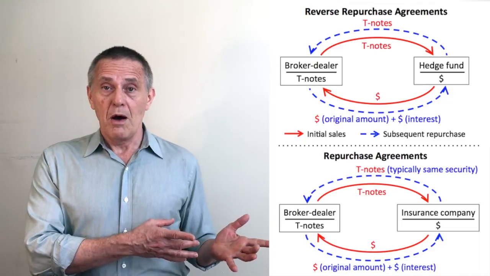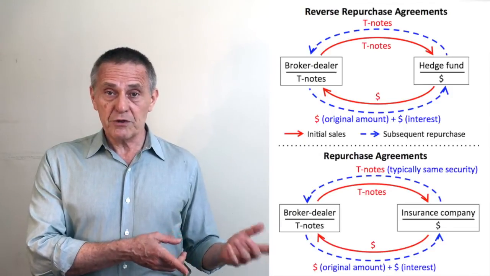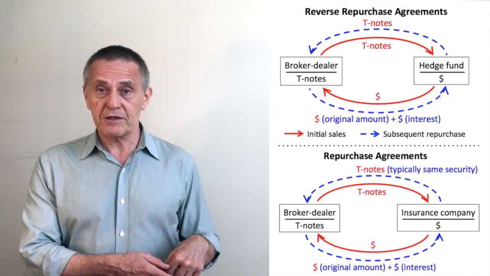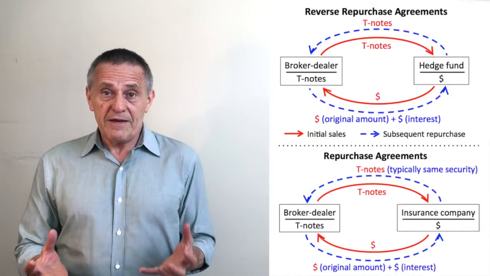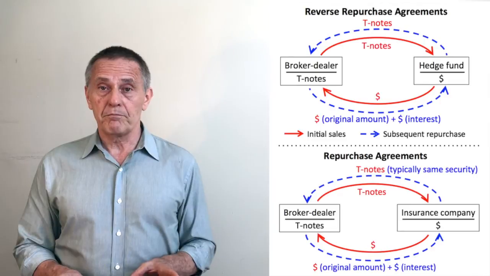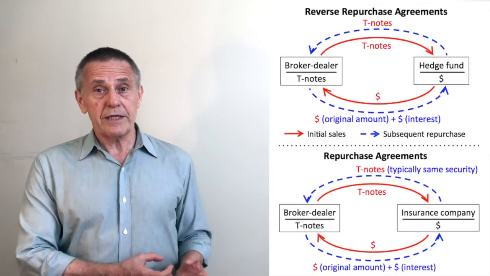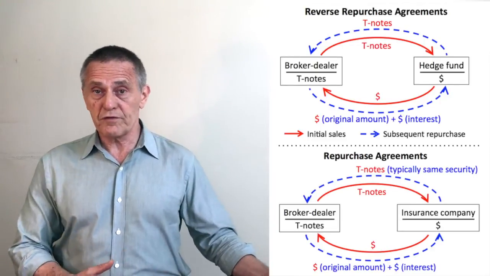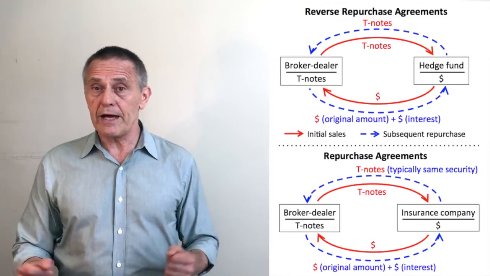But the insurance company or its agent will immediately have to kick those funds back to the broker-dealer, because again, even though it's called a sale and repurchase, it is really a collateralized loan. And the fact that the broker-dealer is earning the interest on the Treasury securities over the term of the transaction clearly highlights that fact.